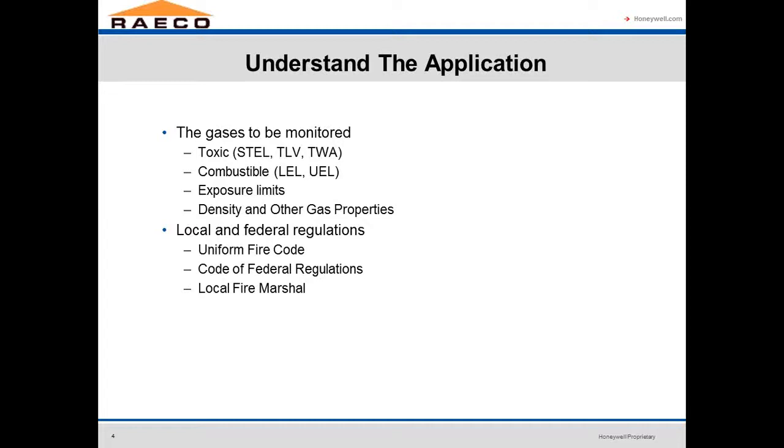So, understanding the application, you should become familiar with the types of terminologies that are being used in a gas detection system. The types of gases are toxic and combustible. For toxic gas detection, there's STELs, TLVs, and TWAs. We're not going to delve deeply into this, but we're talking about short-term exposure limit for STEL, threshold limit value for TLV, and time-weighted average for TWA. These are levels that are set by ACGIH and governmental agencies, and basically they define how long people can work in a certain concentration of gas and still have no ill health effects. So we're detecting levels that are below the STELs, TLVs, and TWAs.